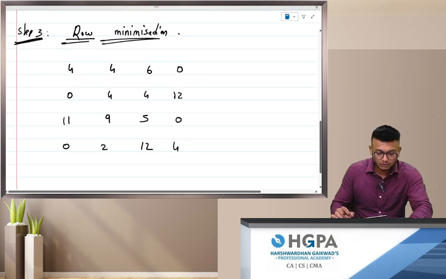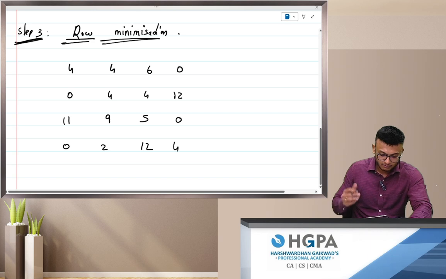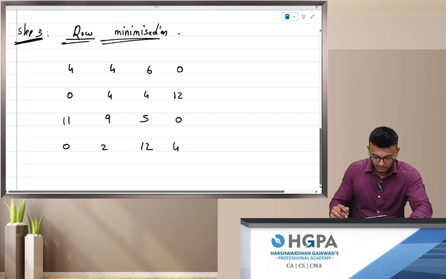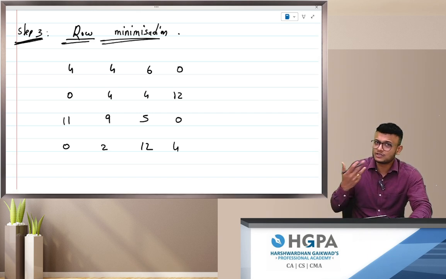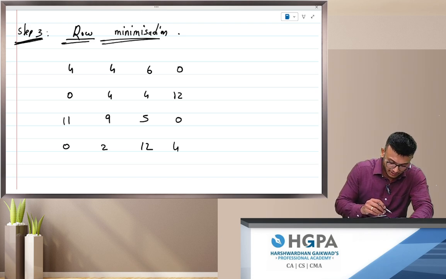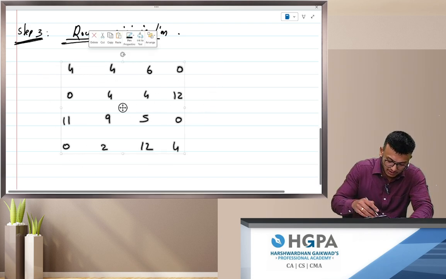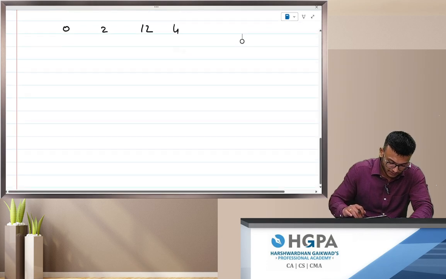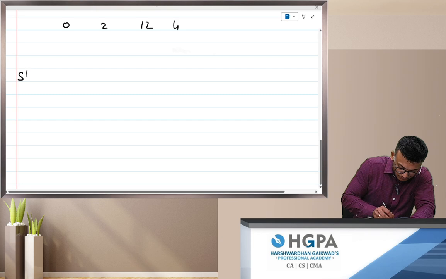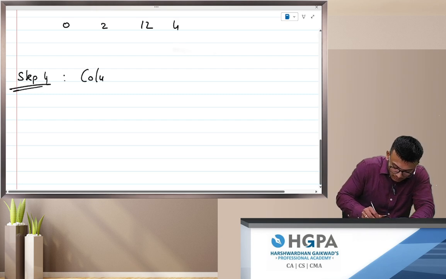So what I've already told you, the moment you do column minimization, please find out if there's a 0 in any column. If 0 is there in that column, the work is already done. So do column minimization for those columns in which 0 is not there. Okay, can we do it? Don't wait for me. Please start doing it. Step number 4. That is column minimization.